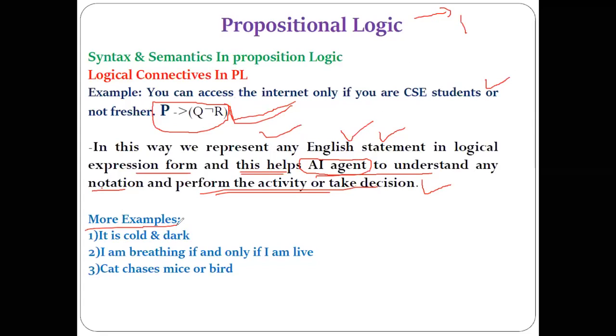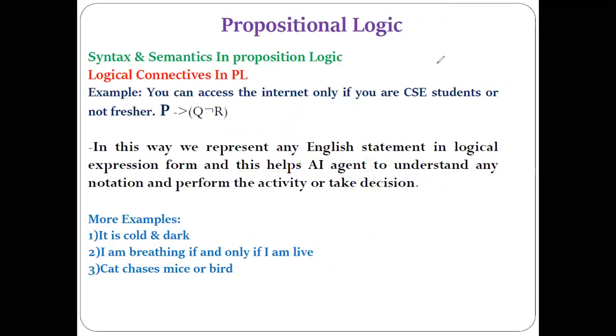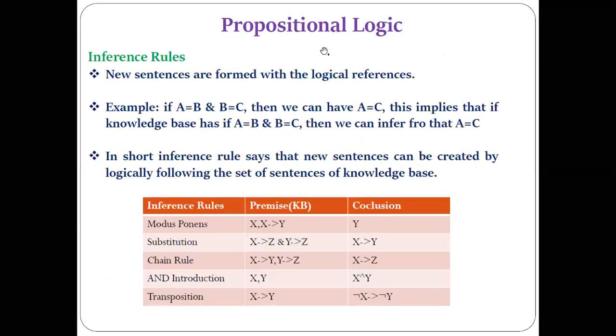Now here are some examples I have given. You can note them down and work them out. It is cold and dark. I am breathing if and only if I am alive. Cat chases the mice or bird. This kind of sentence has already been asked in the exam for 2 or 4 marks. So you need to write the propositional logic for them the way we have written. This is just homework for you. Now next.